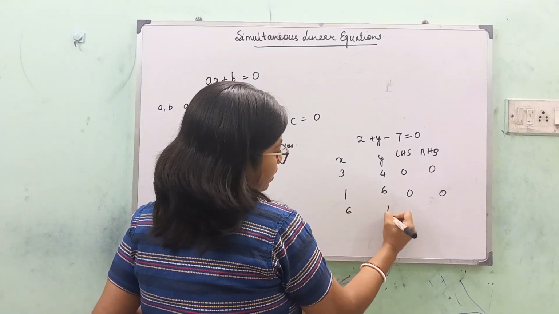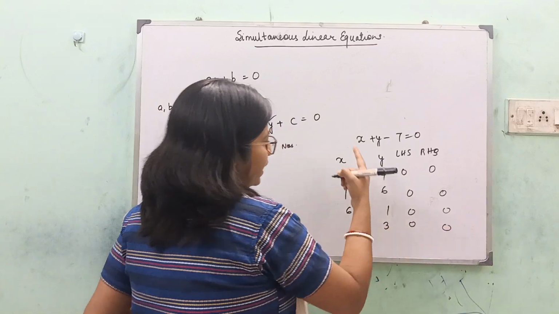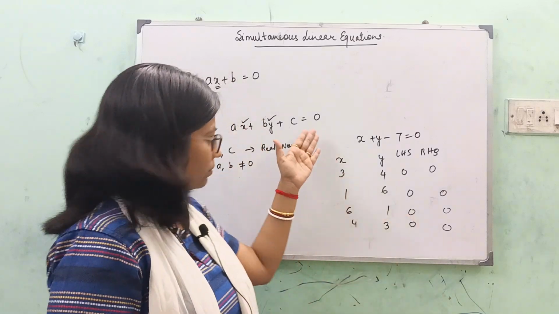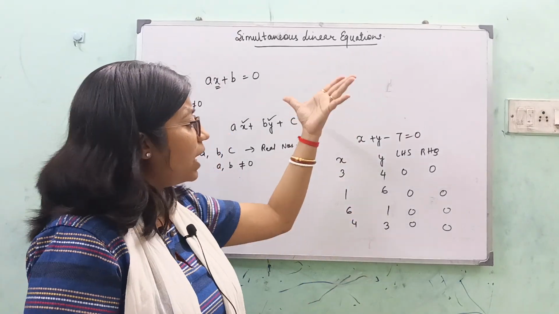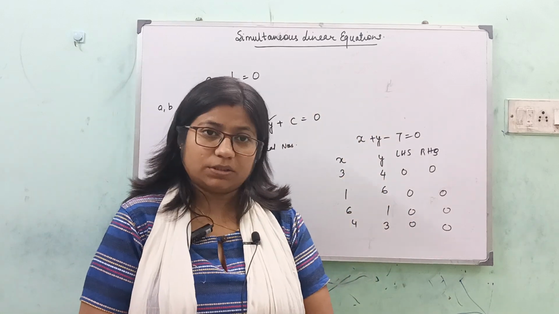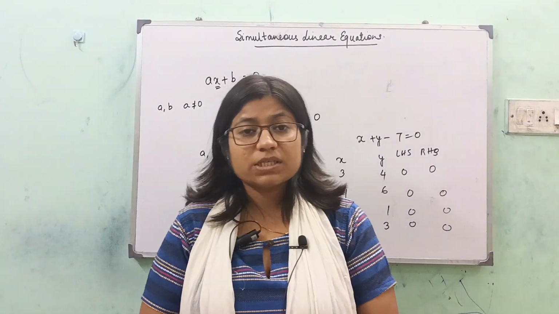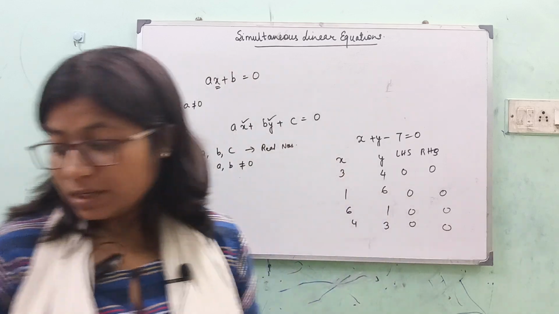We can take 6 and 1, 0 and 4 and 3 and 0 also. So we can see there are several solutions. These were whole numbers, but there are also decimal numbers. So there will be an unlimited, infinite number of solutions for such an equation. A linear equation in two variables will give you an infinite number of solutions.